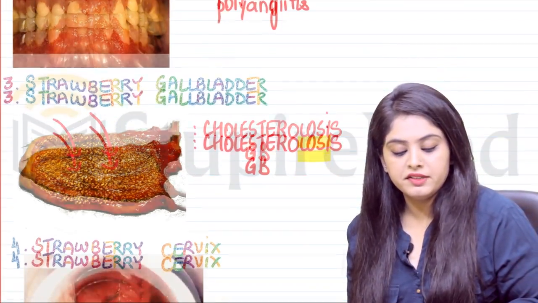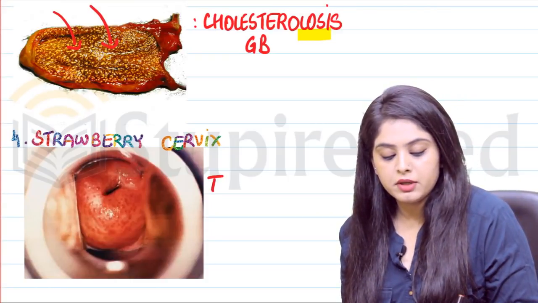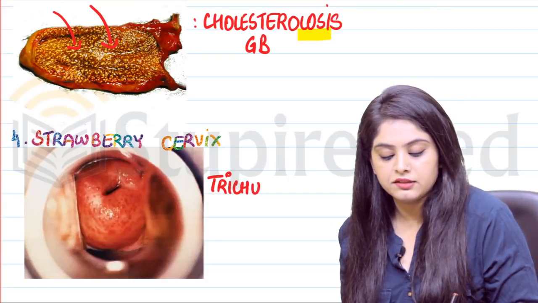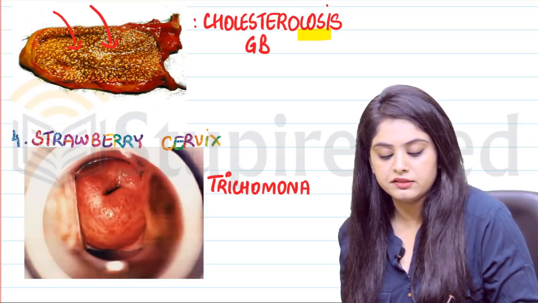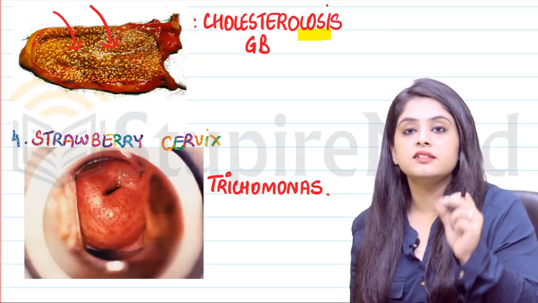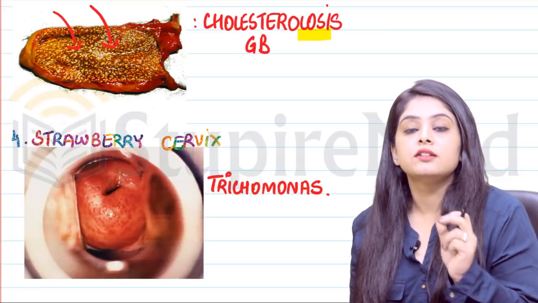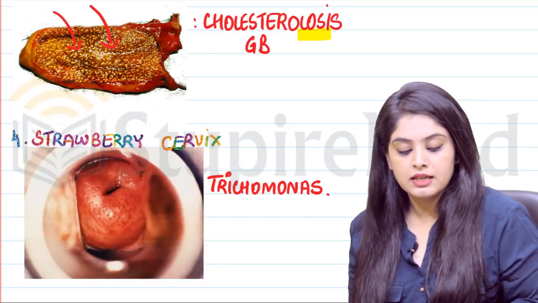Coming to strawberry cervix, a bridge with gynecology. This is seen because of an infection, that is trichomonas. Trichomonas infection gives this characteristic studded appearance of the cervix, also of the vagina, that is strawberry cervix.